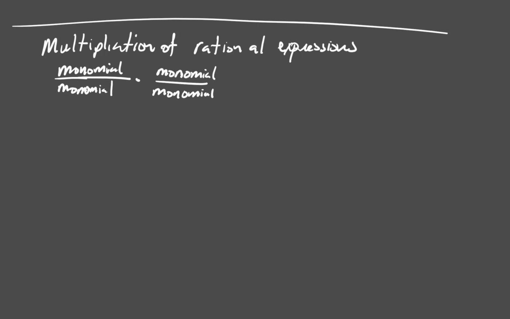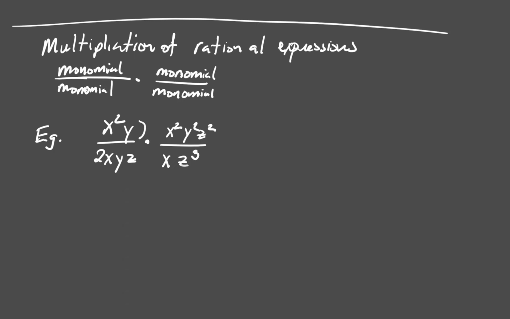Remember, a monomial is just a single term of a polynomial. So let's look, for example, at x squared y over 2xyz, and then I've got x squared y squared z squared over x z cubed. Okay, so each one of these things doesn't have any additions or subtractions in it, right? It's just a single monomial. It's a single term polynomial.